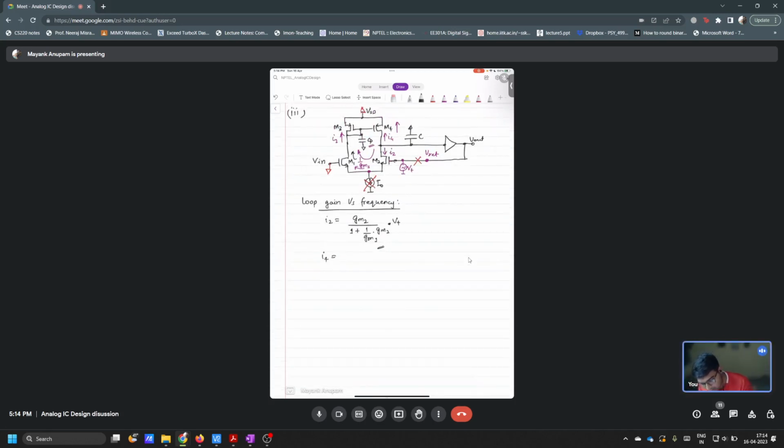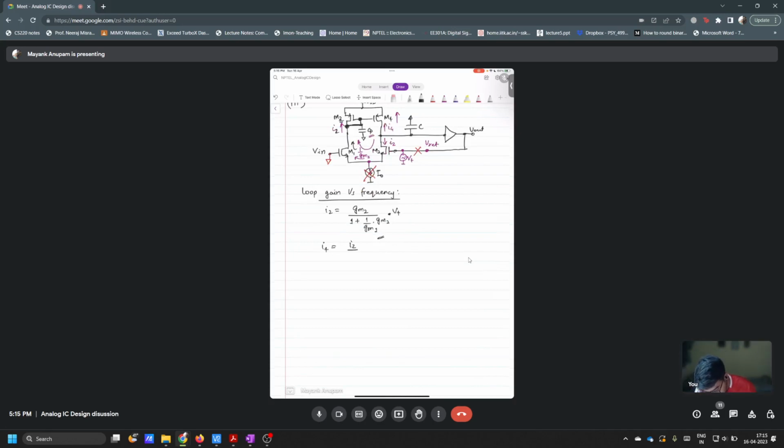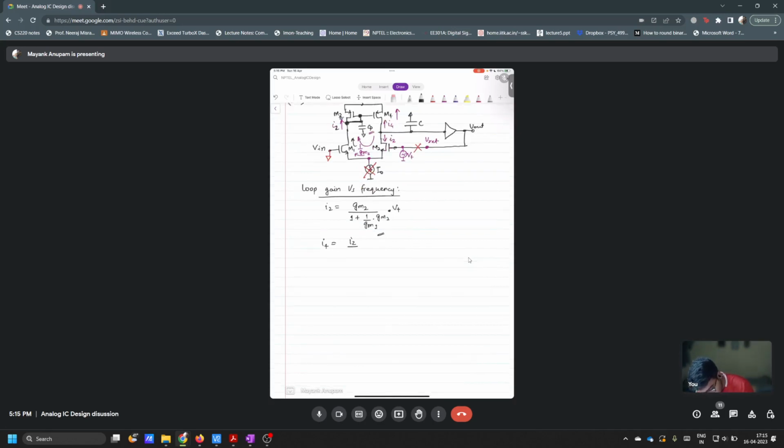First of all, I2 is going to flow through GM3, right? Diode connection here, GM3 parallel CP, correct? So what will be the voltage generated at this node? I2 into 1 over GM3 parallel 1 over SCP, that is 1 over GM3 plus SCP, right? This is the voltage, and then this will be multiplied by the GM of M4, correct?